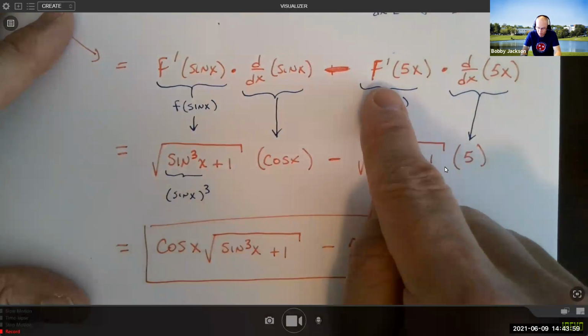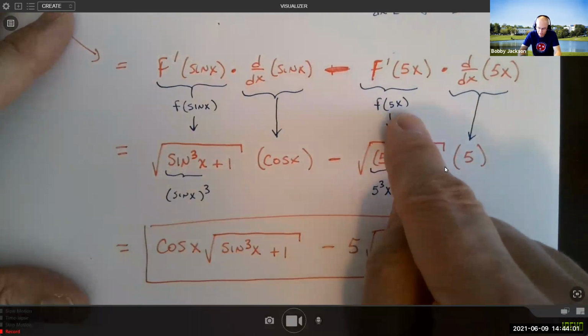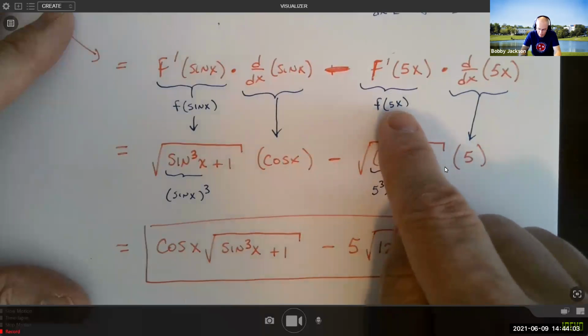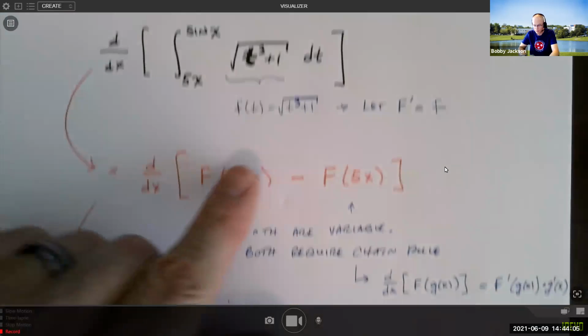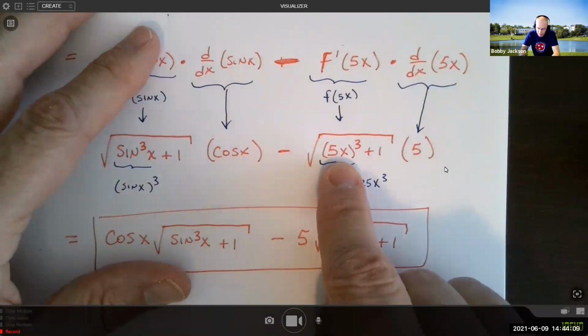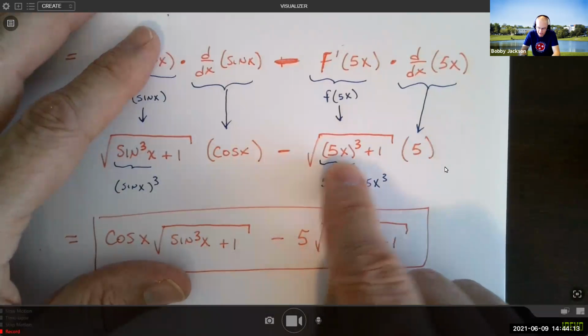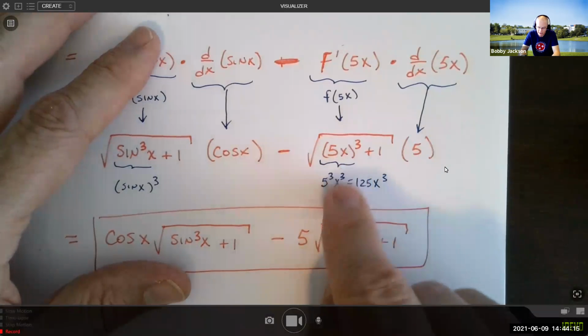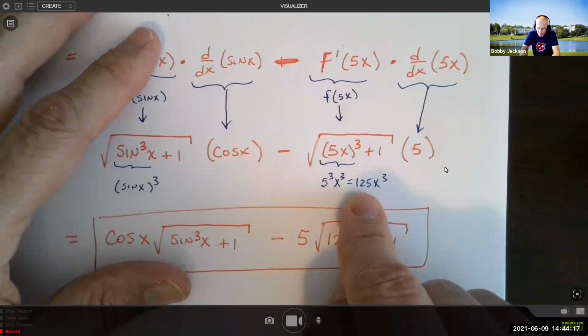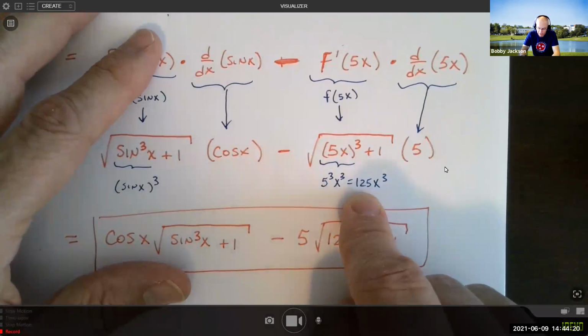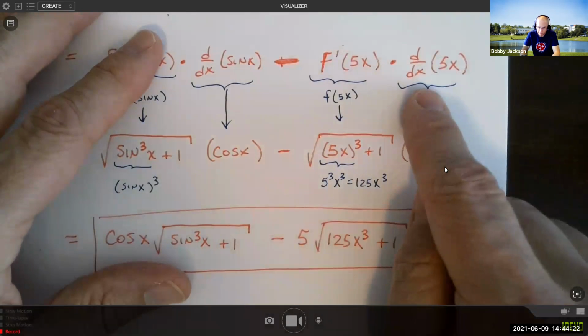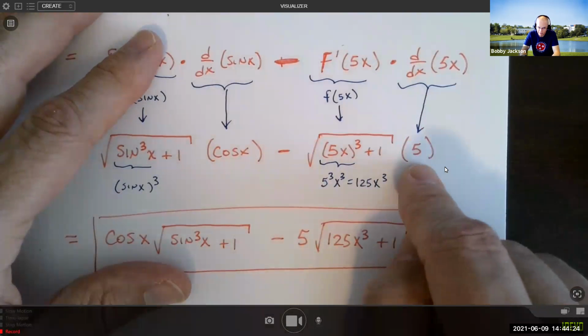Again, capital F prime of 5x is little f of 5x. Little f, remember the function was square root of t cubed plus 1. So I cube 5x plus 1 and then take the square root. Now be careful, if I cube 5x, that's 5 cubed times x cubed, 5 cubed being 125, x cubed. The derivative of the inner function here, 5x, is just 5.